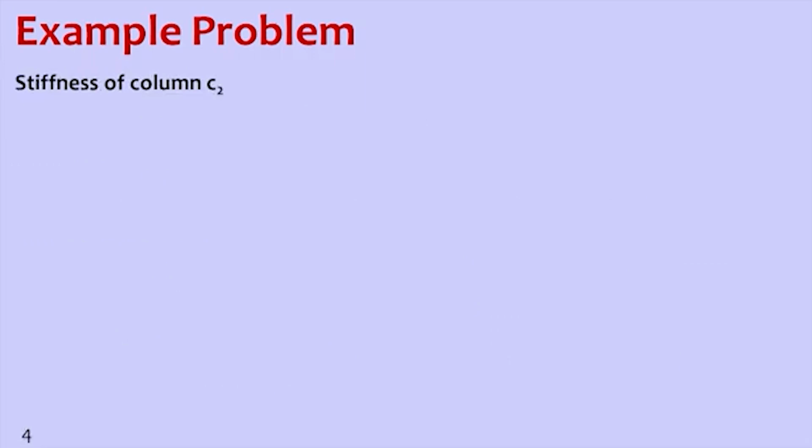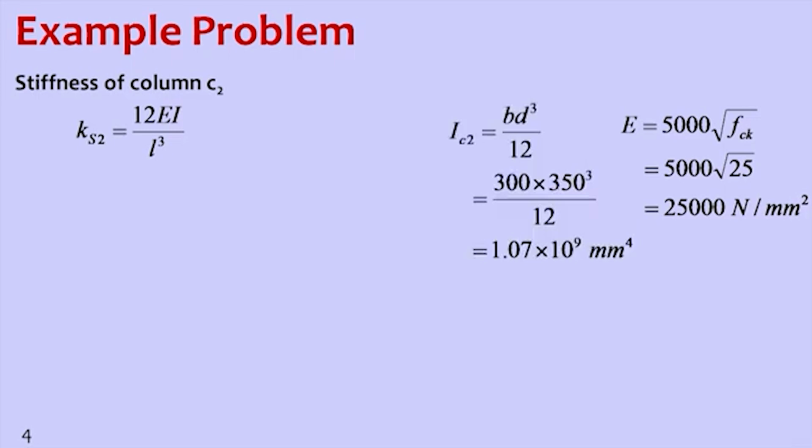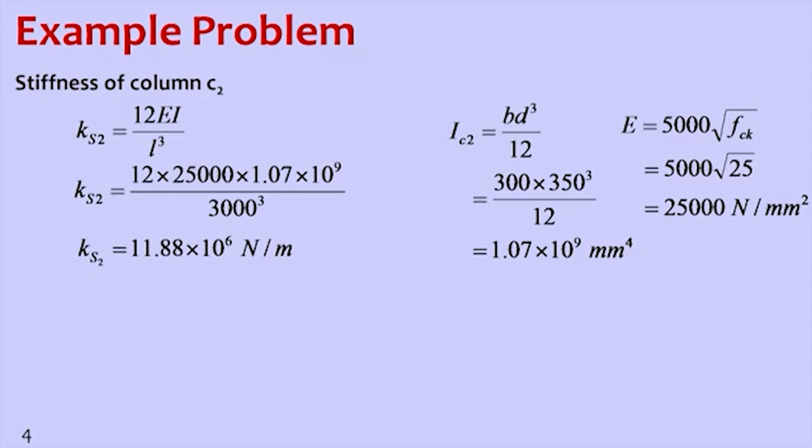So we have another column for which stiffness is calculated in the similar manner. E is again 5000 root FCK, which is around 25,000 Newton per mm square, and I is BD cube by 12, for which the type of column is 300 by 350 mm size. So 300 into 350 cube by 12, which is coming around 1.07 into 10 to the power of 9 mm power 4. So now substituting E and I values into K, 12 into 25,000 into 1.07 into 10 to the power of 9 by 3000 cube will give you around 11.88 into 10 to the power of 6 Newton per meter. So these are the columns which we have.